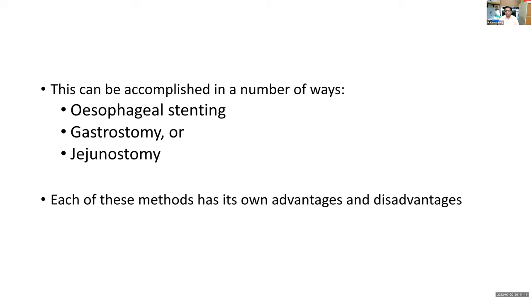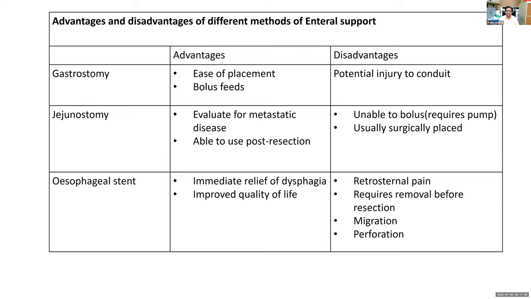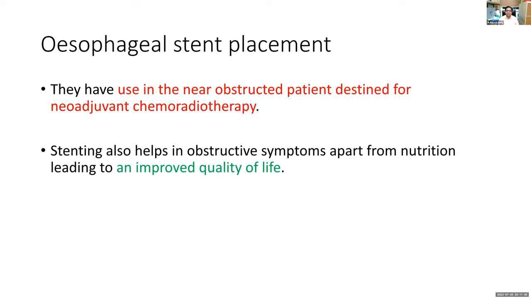At times they can go for prophylactic stenting so that they can take orally, and each has its own limitation and hence needs to be individualized. As per the patient assessment, we can go for either of these enteral support systems so that these patients can be nutritionally supplemented appropriately prior to being posted for major surgical procedures.